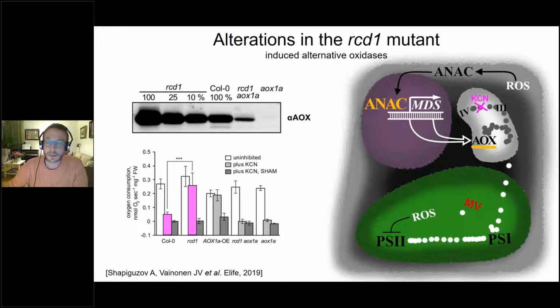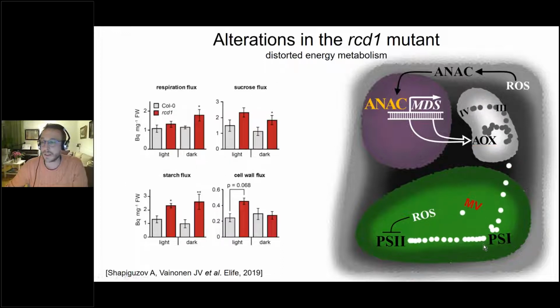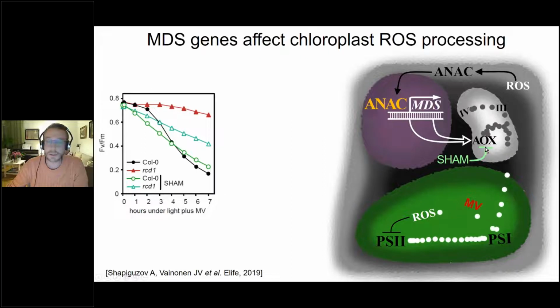So we have done a lot of metabolomics analysis on this mutant, and we actually see that not only respiration, but the cell wall processes, the starch, and the different carbohydrate metabolism and many other aspects are very much distorted in the RCD1 mutant. Among others, we see that these alternative oxidases also contribute to the processes in the chloroplast. For instance, when we apply the inhibitor of alternative oxidases, SHAM, we see that the tolerance of RCD1 plants to methylviologen goes down.